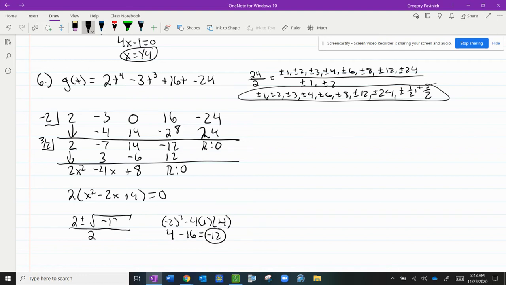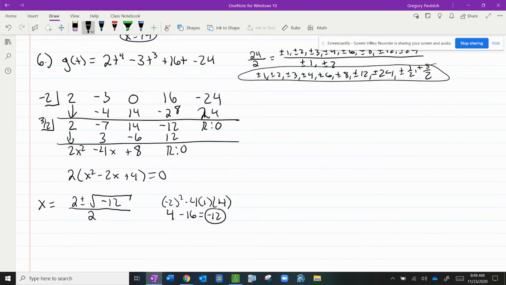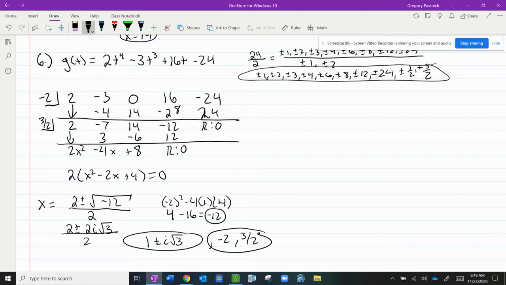Now I know I have 2 complex solutions, so these are not going to be x-intercepts. And then I have 2 plus or minus, well, let's see, square root of 4 is 2. So I have 2i square roots of 3. And then I'm going to divide these all by 2 and I get 1 plus or minus i square roots of 3. And then my other 2 real x-intercepts or solutions right here, these would be my x-intercepts, and these 2 complex solutions would not show up. Okay, so that's one way.